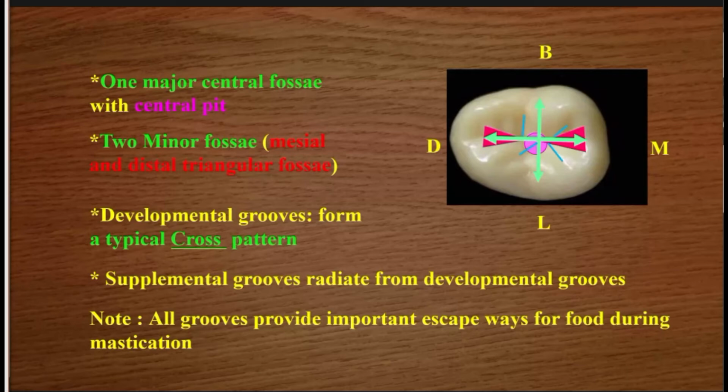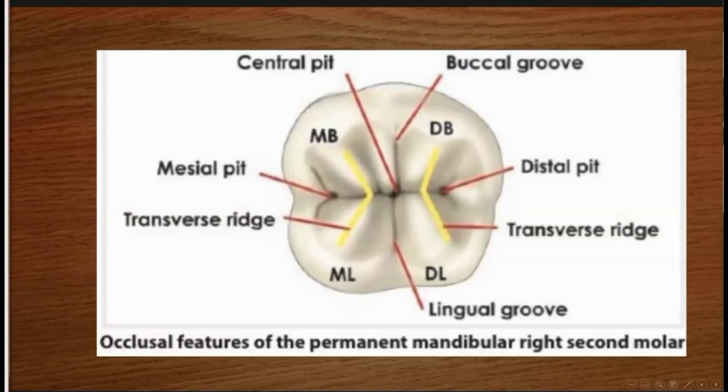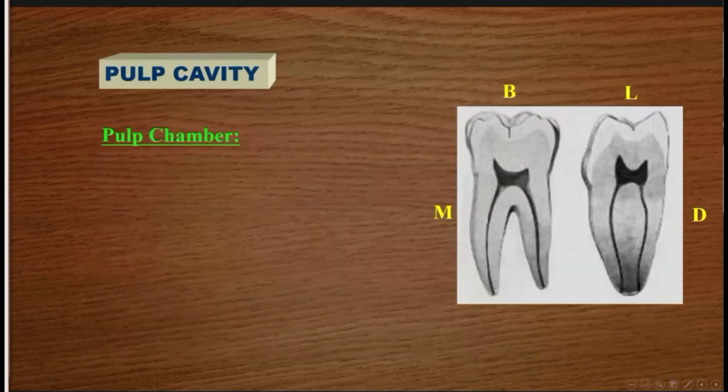So you will tell us that in the first mandibular molar the occlusal developmental groove pattern is zigzag, and in the case of the second molar, it is a simple cross shape. These are transverse ridges for all the cusps you see here. Pulp cavity. The pulp chamber is buccolingual.